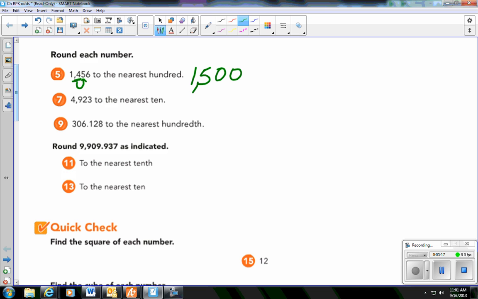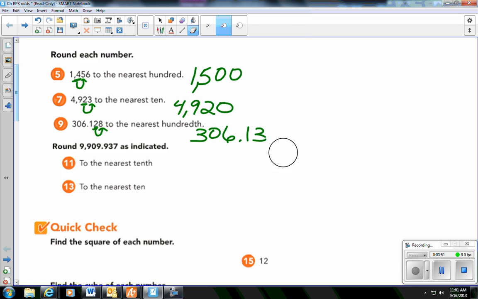Number 7, round to the nearest tens. The 2 is in the tens. The 3, is the 3 big enough to change the 2? No. So 4,920. And number 9, the nearest hundredths. The 2 is in the hundredths. Is the 8 big enough to change it? Yes. So it'd be 306.13, and then everything after that would become zeros. So the 8 becomes a 0, and there's no need to put that 0 after the 3. Putting that 0 does not change the value, so we can just drop it and have 0.13.